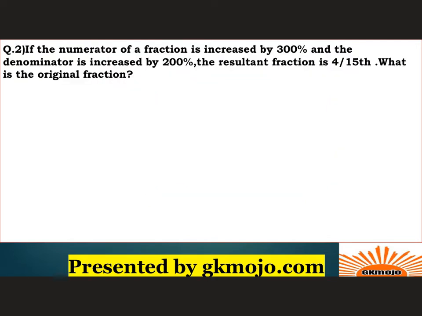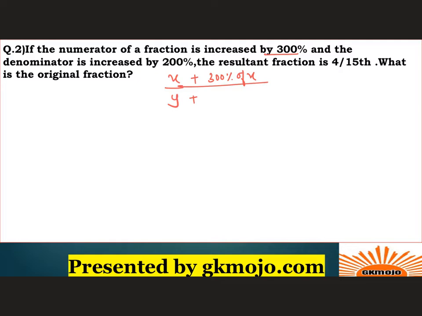If the numerator of a fraction is increased by 300% and the denominator is increased by 200%, then the resultant fraction is 4 by 15th. What is the original fraction? So again, a simple game of words over here and a bit of arithmetic involved. Alright, this is a very important template that is quite often seen in speed exams. So again, let the original fraction be x by y, right? The original fraction is x by y. So what it says is the numerator is increased by 300%. That is 300% of x plus x, right?